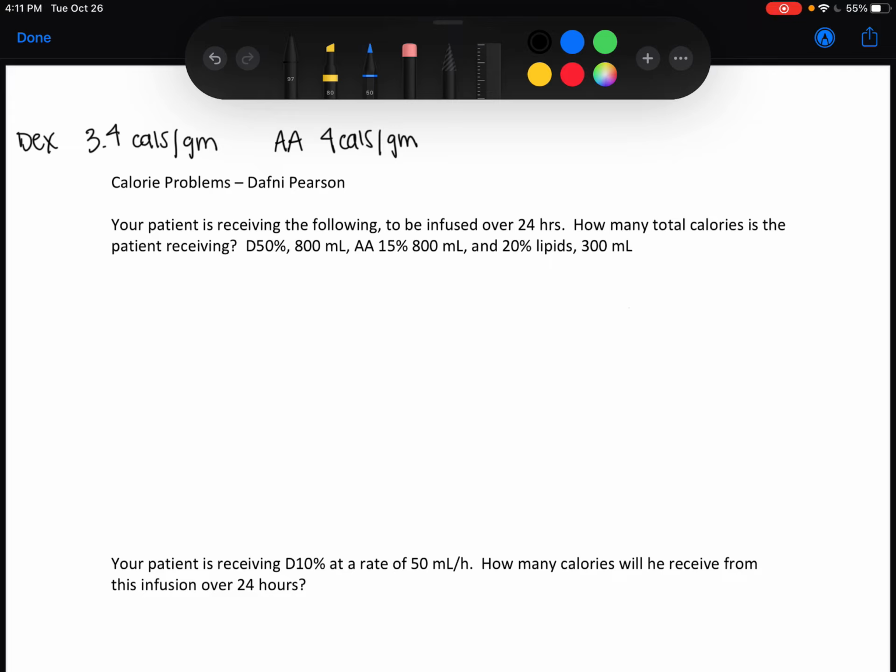So lipids are a little different. Lipids only come in 20% lipids or 10% lipids. So if we have 10% lipids, those are going to contain 1.1 calories per gram, and 20% lipids are going to contain 2.0. So, in nursing, you don't really add the 0.0, it's 2 calories.